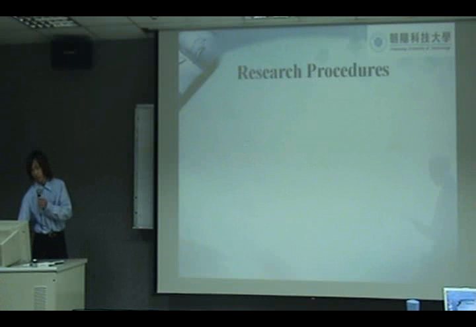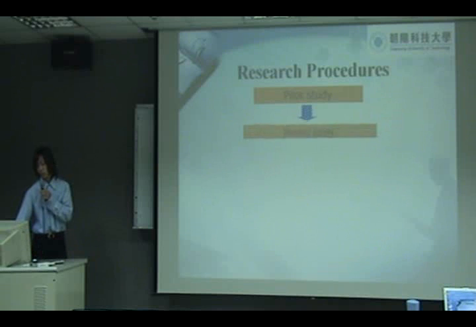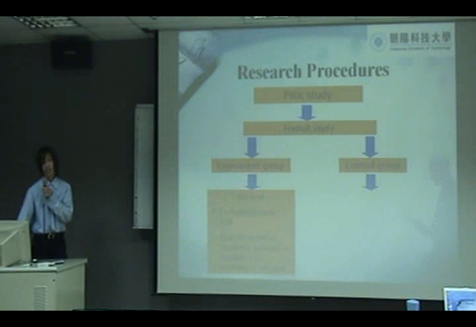Good. For the research procedures, first I will conduct a pilot study. In the pilot study, I will choose one class, about 40 people, and divide them into two groups: one is the control group, and the other is the experimental group. After the pilot study, it comes to the formal study. The same, I'll divide them into two groups and give them a pre-test. For the pre-test, first I'm going to check their oral ability, perhaps through a speech.